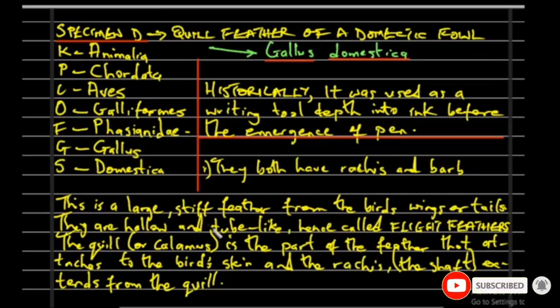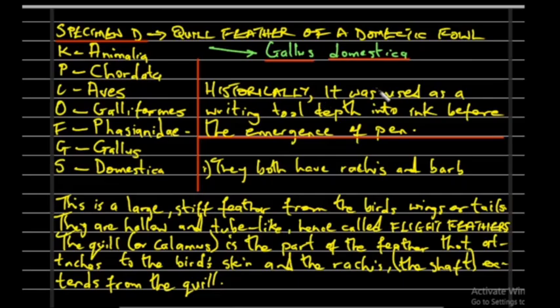These feathers are hollow and tube-like, hence they are called flight feathers. They are very, very light because they have holes in them. Their rachis is hollow, and so the feathers are not heavy, and that is why it is a flight feather. The quill or the calamus is the part of the feather that attaches to the bird's skin, and the rachis, that's the shaft, extends from the quill, and it bears the barbs of the feather.